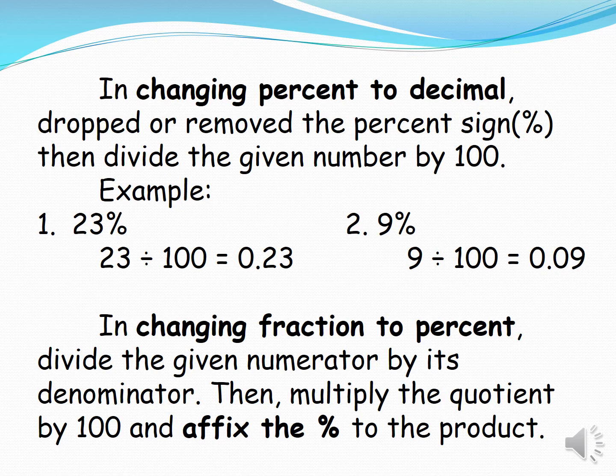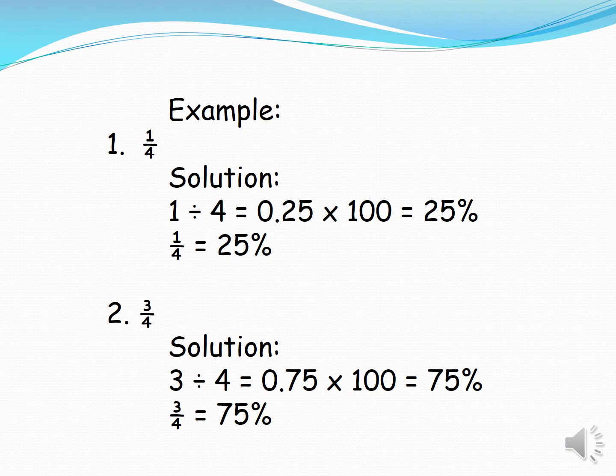In changing fraction to percent, divide the given numerator by its denominator. Then multiply the quotient by 100 and affix the percent sign to the product. Example number 1: 1/4. Here is our solution. Divide the numerator by its denominator. So we have 1 divided by 4 is equal to 25 hundredths, times 100 is equal to 25. Then affix the percent sign. So we have 25%. So 1/4 is equal to 25%.